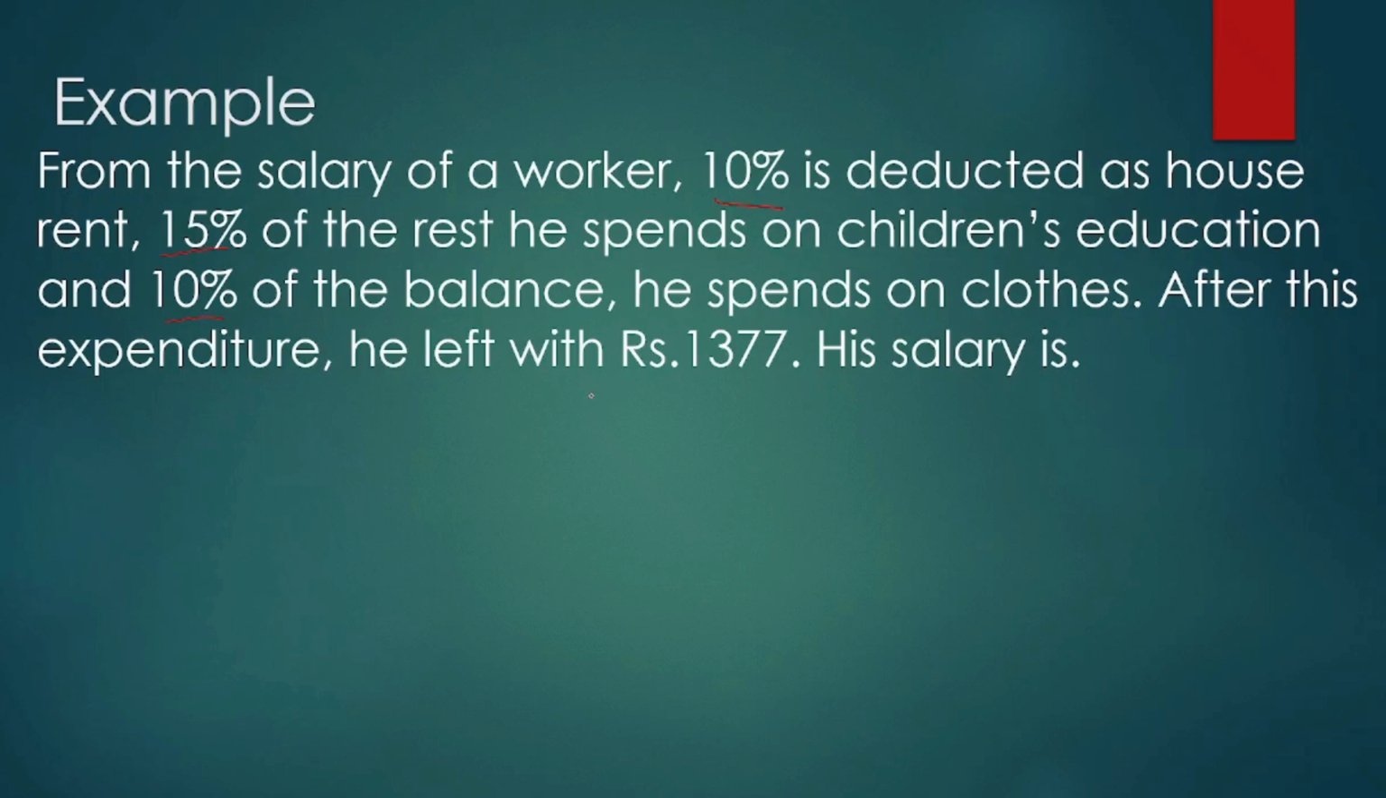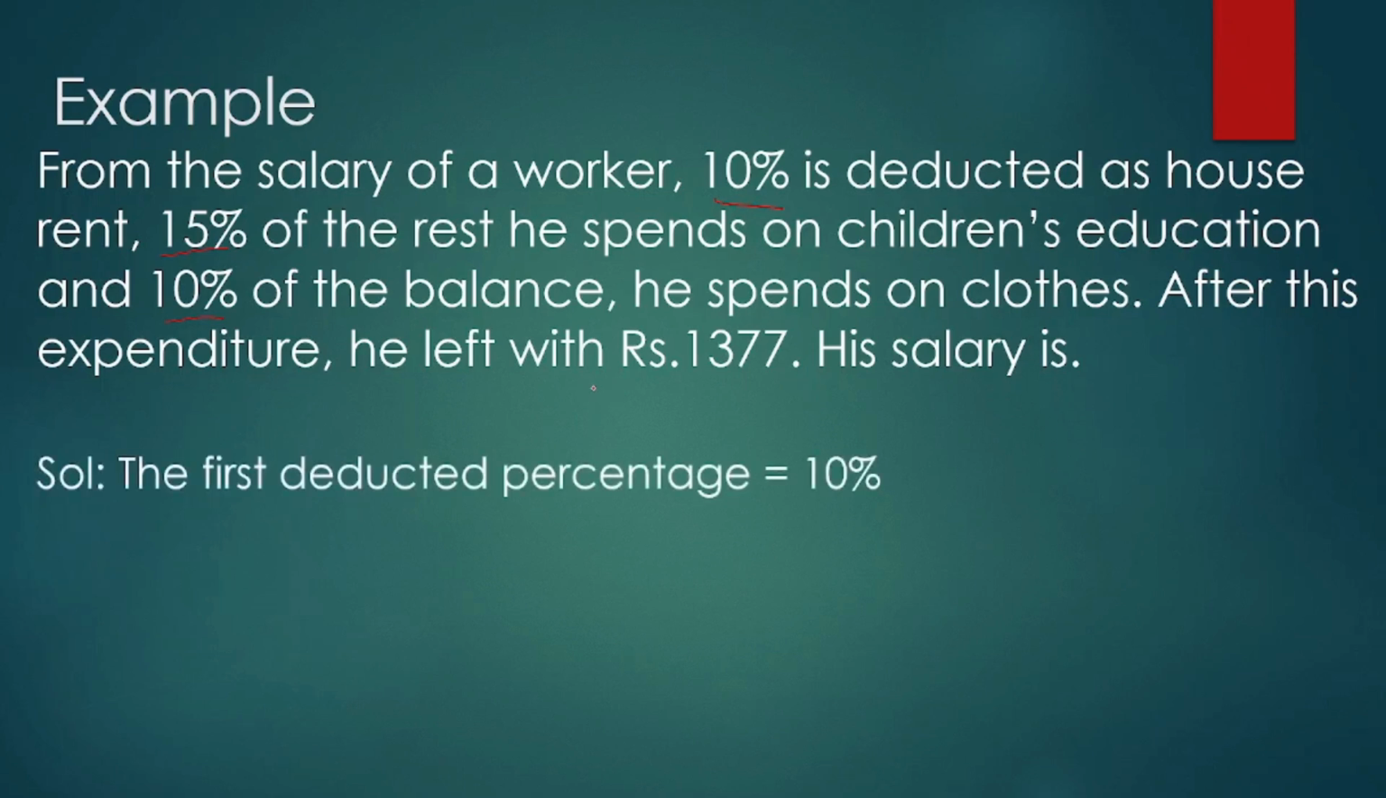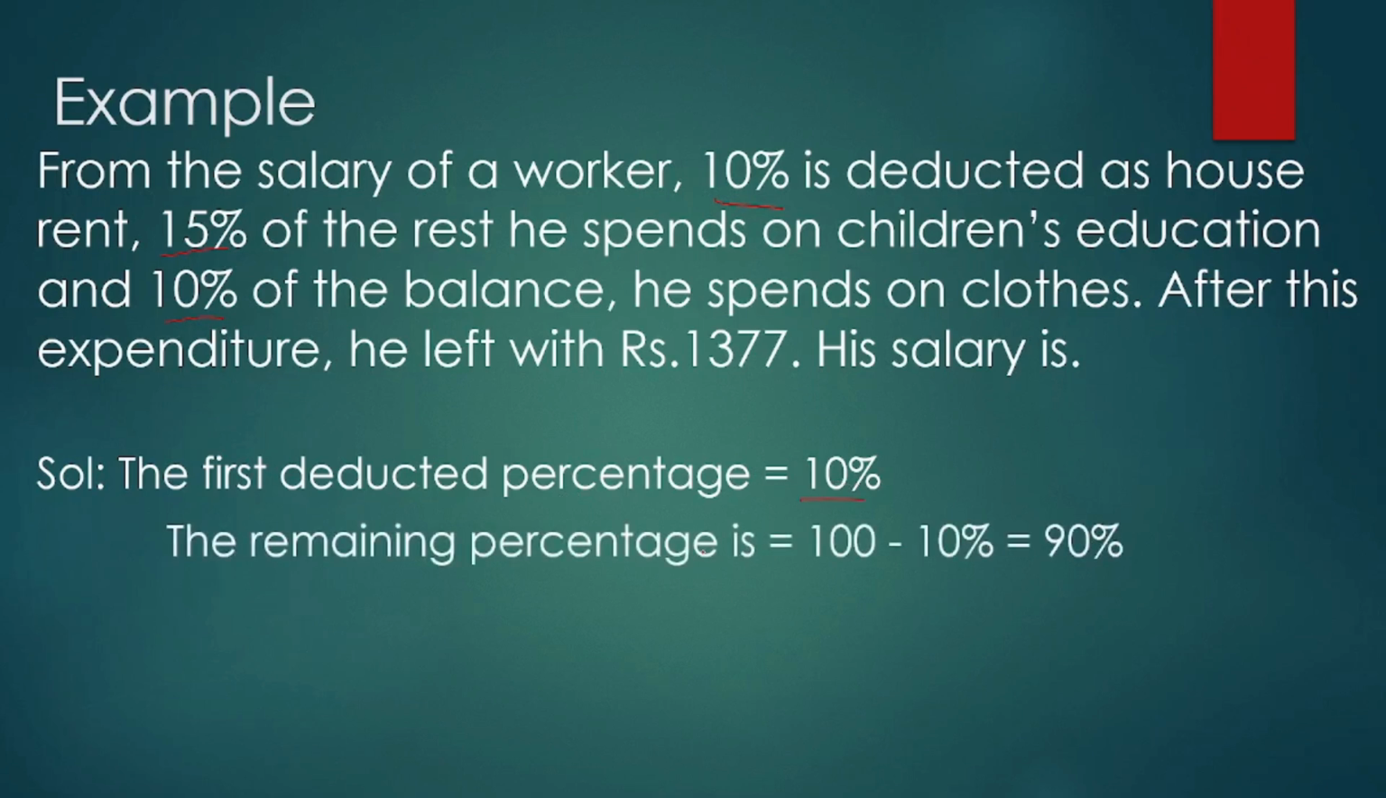So this can be solved as follows. The first deducted or spent percentage is 10%. So in this case, the remaining for the expenditure is 100 minus 10, 90%.